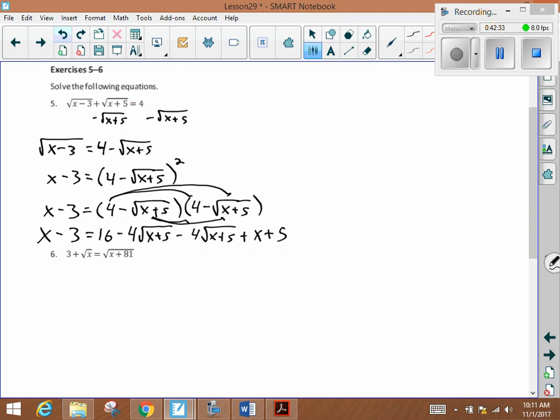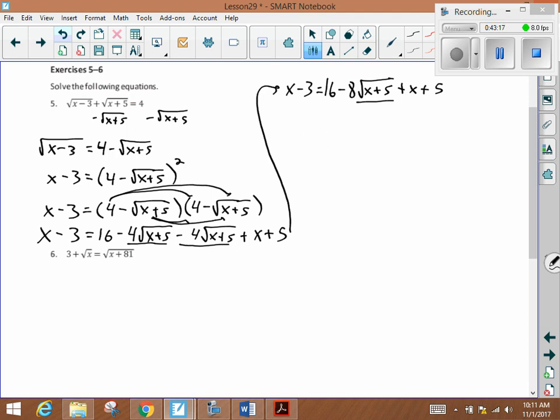Alright. I'm going to write this up here, and I'm going to combine like terms at the same time. So everything on the left-hand side is good. Over here, I have a negative 4 root x plus 5 and a negative 4 root x plus 5, which gives me negative 8 root x plus 5. And then I have plus x plus 5. Alright? So now, my goal is to isolate this radical. I'm going to get that one by itself. Now, one of the radicals goes away. Now I've got to work on getting the other one.